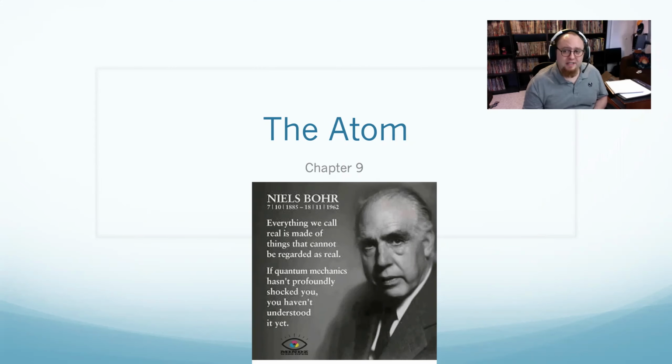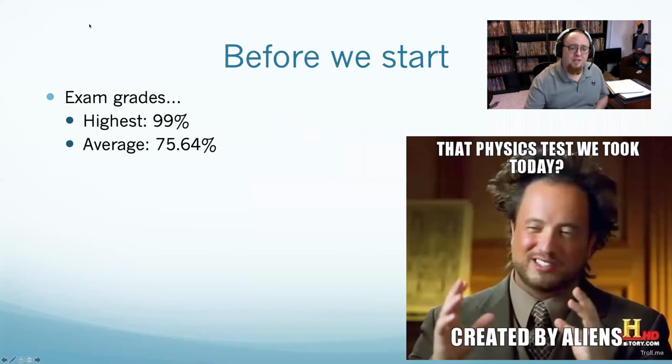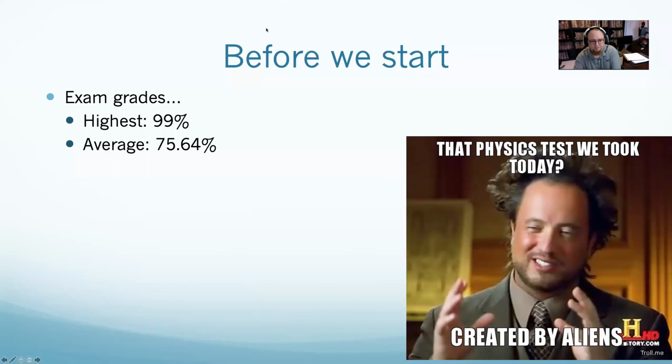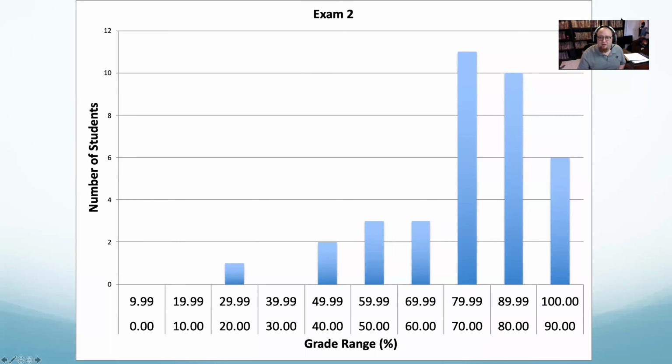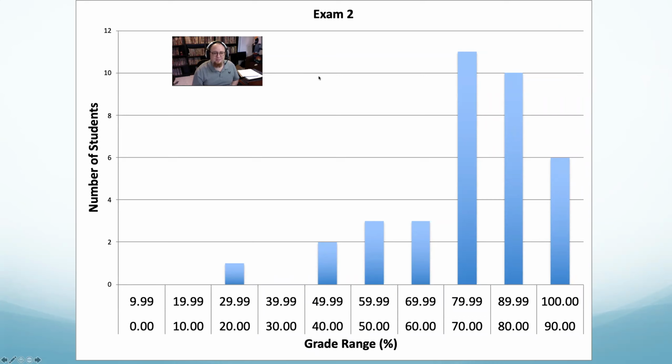Now, before I get into chapter 9, which is called The Atom and is all about atoms, I do want to talk a little bit about last week's exam. On the exam, the highest grade was a 99%, with the average being a 75.6, which is a little higher than exam one. It seems to have gone pretty well. The breakdown of grades looked like this, where six of you got between 90 and 100, which is pretty amazing. But that is the breakdown of the exam grades.